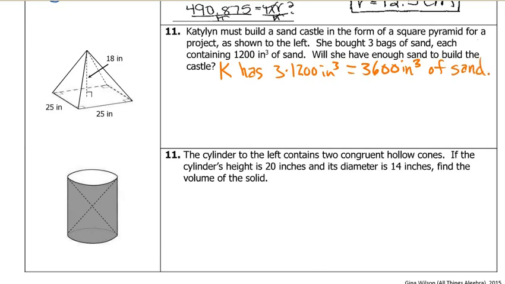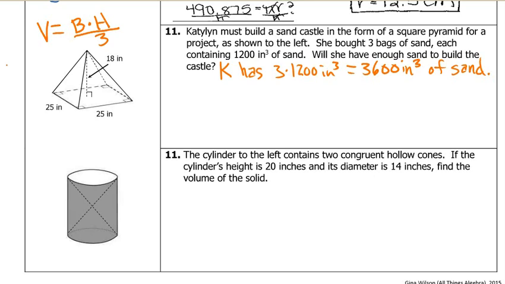And here's the thing. If the volume of the pyramid is greater than this, then she doesn't have enough. If it is less than that, then she has enough. That's what we're trying to figure out: the volume of the pyramid. So volume, let me just write it up to the side. Volume equals area of the base, big B, times the height, divided by 3.